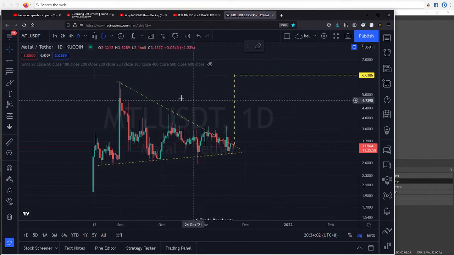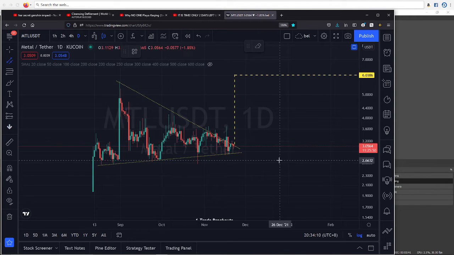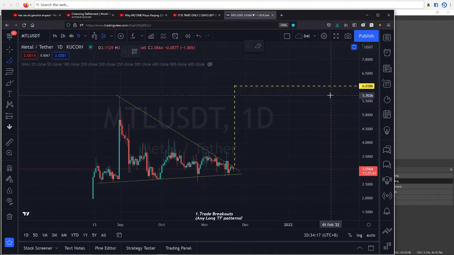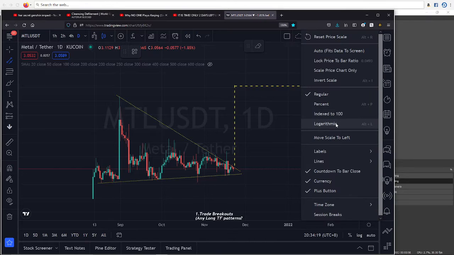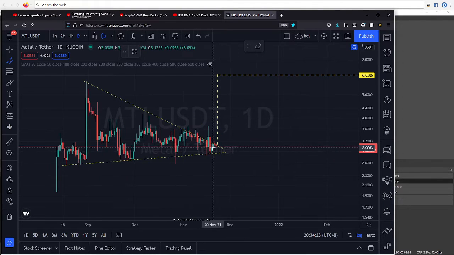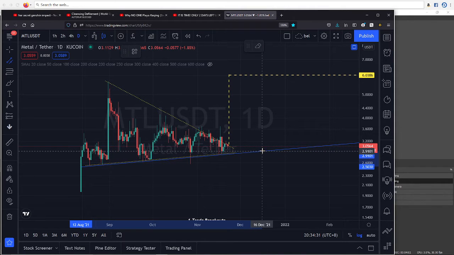Secondly, if you want to know how much runway this coin actually has, we can do that with this parallel channel. But before that, you need to set this to a logarithmic scale. The usual is regular, and set it to logarithmic. Logarithmic basically gives you percentage gains. So coins that have been running for very long will have a more equal-looking chart.